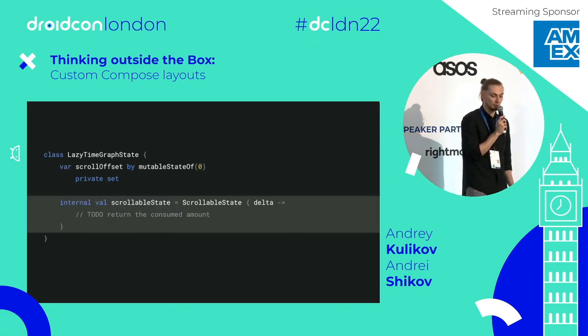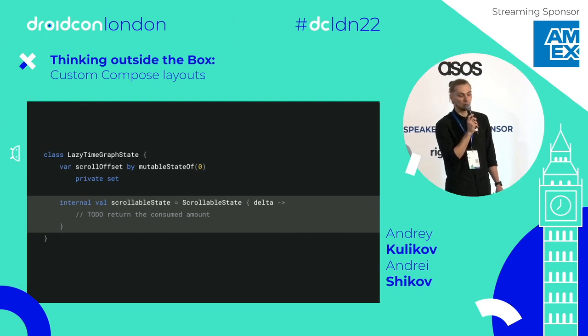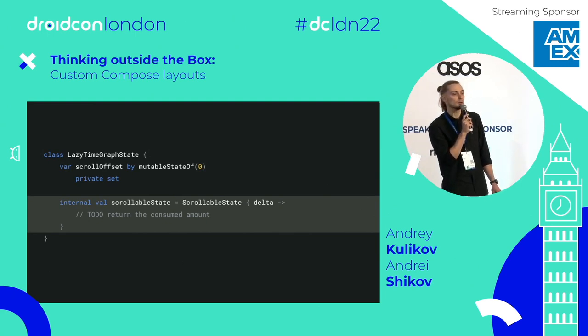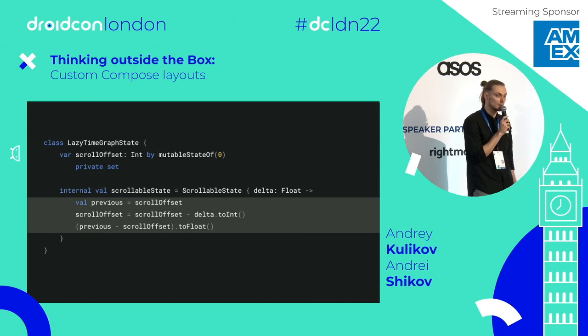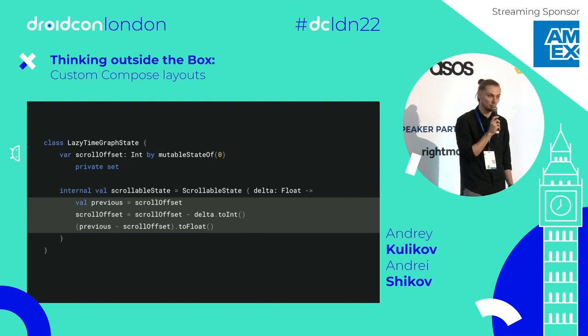Then we have an internal property called scrollable state. Scrollable state is the object we will later provide into the scrollable modifier. The constructor accepts a lambda, where we are consuming the scroll events we get from the system. Here, an important thing to notice is that we get deltas in float, but in fact we lay out in ints. So we will make sure to only consume the int part of the float and report only the scroll delta we really consumed, without the fractional part.